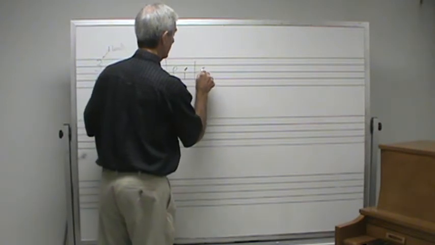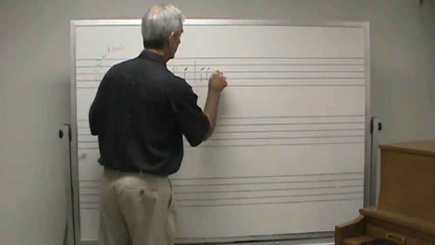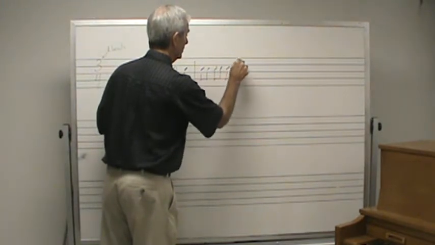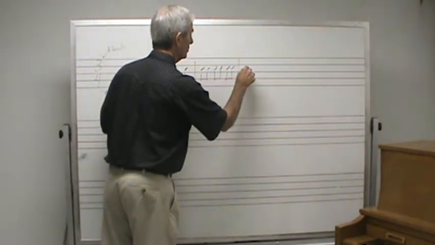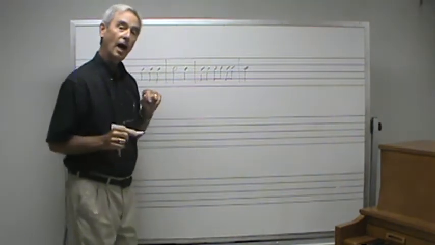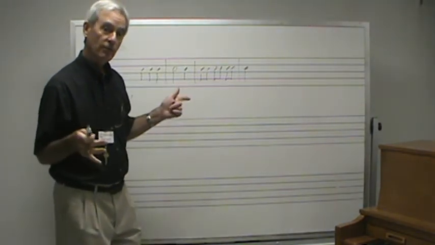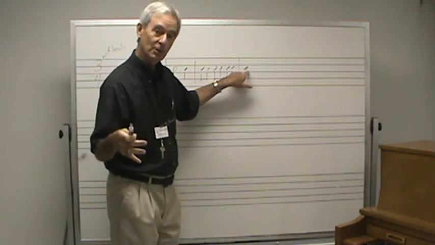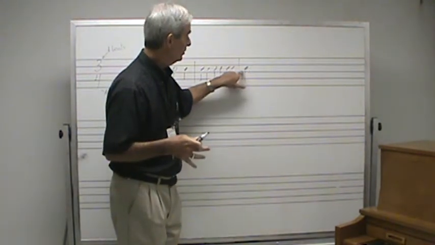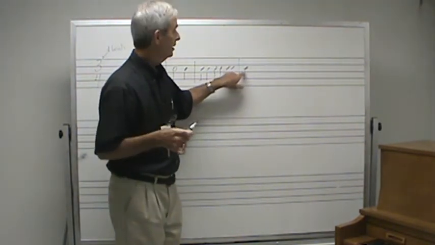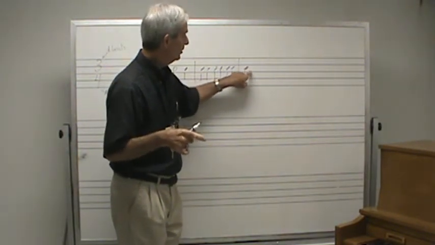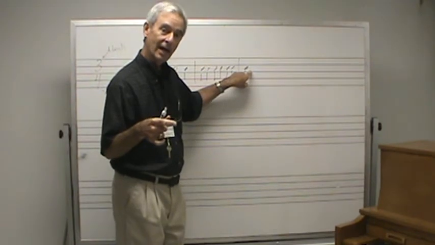You could have 6 eighth notes, or watch this now, you could have a quarter note followed by a dot, and you learned from chapter 3 that the dot gives that note half again its original value. What is the original value of a quarter note? 1. What's the dot worth? Half of that, which is a half. So the dotted quarter note equals 1 1/2.